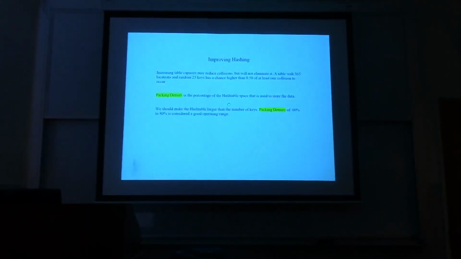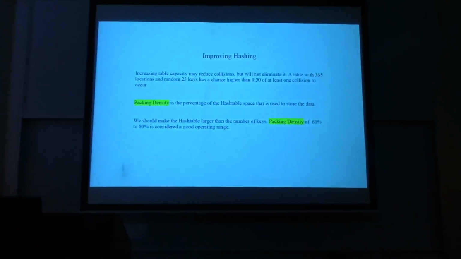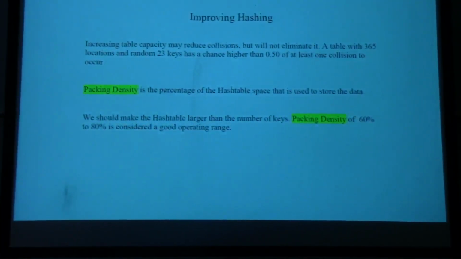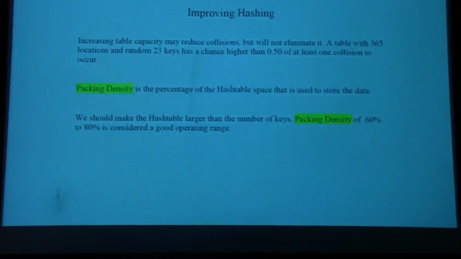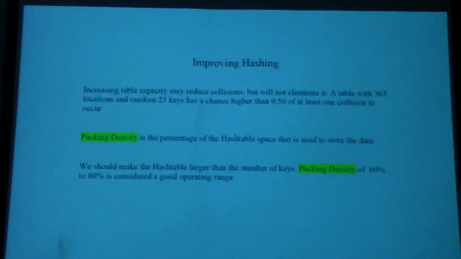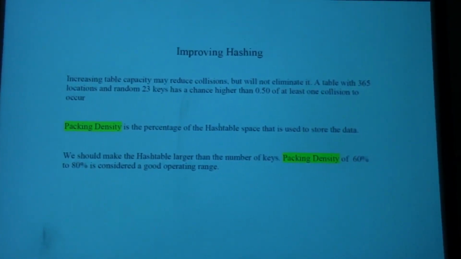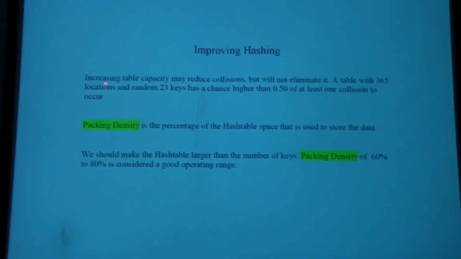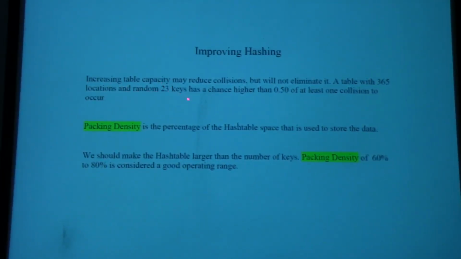All right. So increasing the table capacity definitely can have the effect of reducing the collisions, but it will not eliminate them. You can't guarantee complete elimination of collisions. A table with 365 locations and a random 23 keys has a chance higher than 50% of at least one collision occurring. Did you know that?